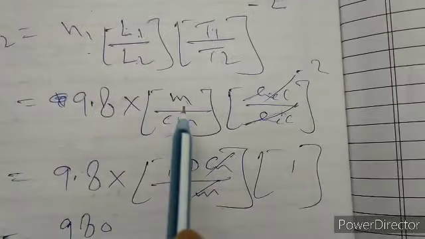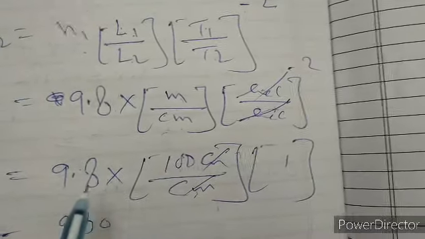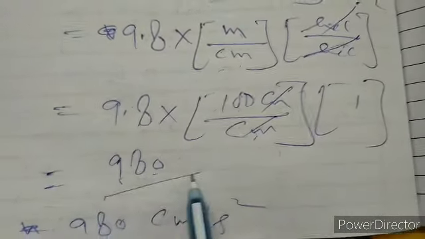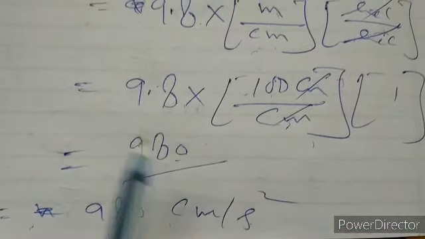1 meter is equal to 100 centimeter. Then 100 centimeter upon centimeter, centimeter cancels, this is 100. 9.8 into 100 is 980. So the numerical value in the second system, that is in the CGS system, is 980. Then the value of g in the second unit is 980 centimeter per second square.